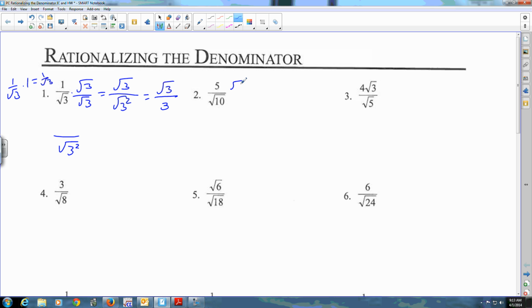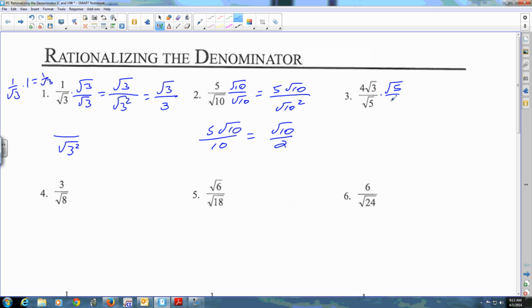Square root of 10, I'm going to multiply by the square root of 10. So you get 5 square roots of 10 over square root of 10 squared. I'll skip this step as we get a little more comfortable with them. And then this reduces. So you have square root of 10 over 2. And remember, this isn't in a radical, so I can't reduce it with something that is.